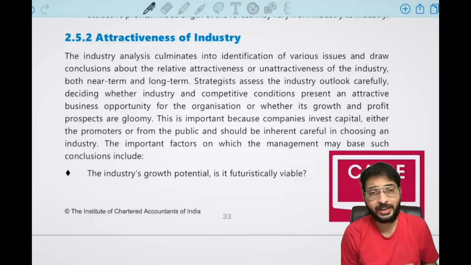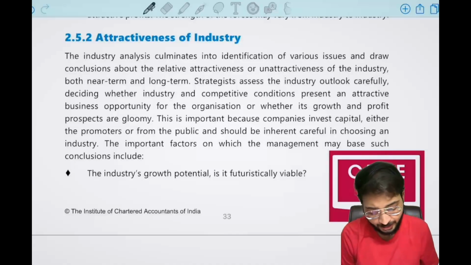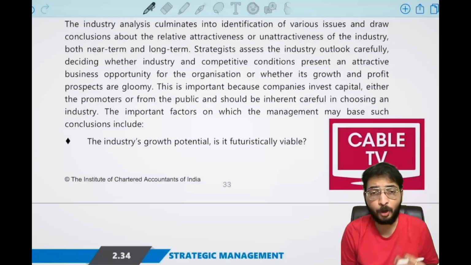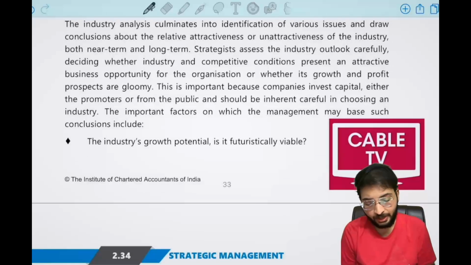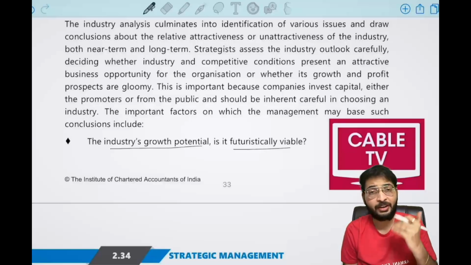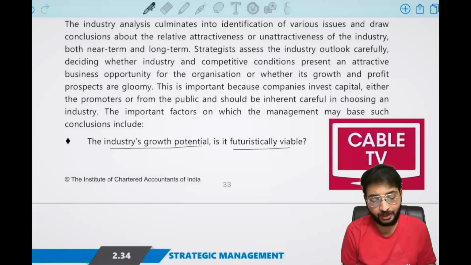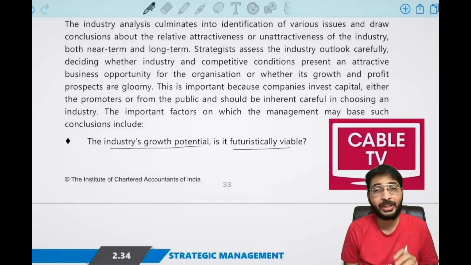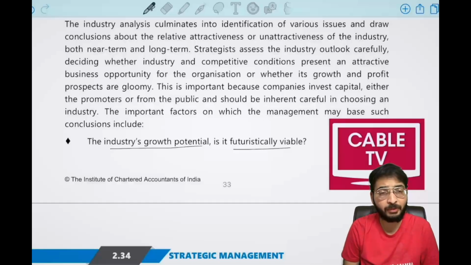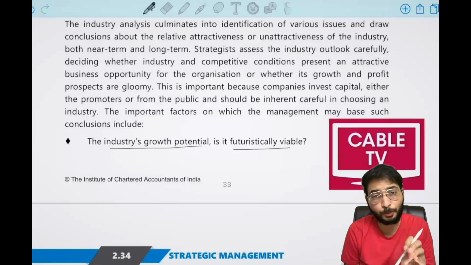So next one is called attractiveness of the industry. This is a basic thing you can learn. See, for attractiveness, there are a couple of points you need to see, like the industry's growth potential, whether the industry can grow well in the future. Example, cable TV. Do you think that in future cable TV will be going well? No, right? So the industry's growth potential is low.